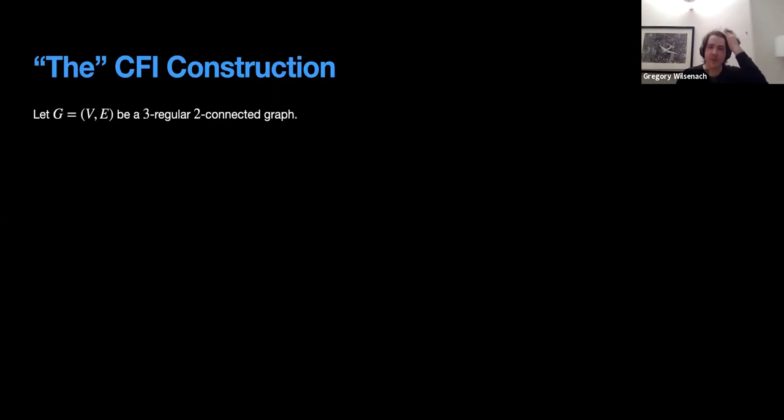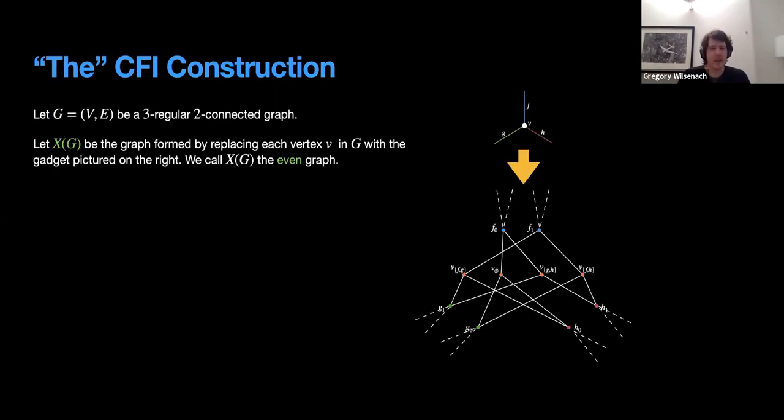You start with some graph G that's 3-regular and 2-connected. And you define 2 graphs, the first of which we call the even graph, which we write XG. And we construct this graph by replacing the vertex v with this gadget. And what we've done is we've taken each edge from v and replaced it with 2 vertices. So f is replaced with f0 and f1. And the gadget consists of 4 vertices, 1 vertex for each even-sized subset of the edges.